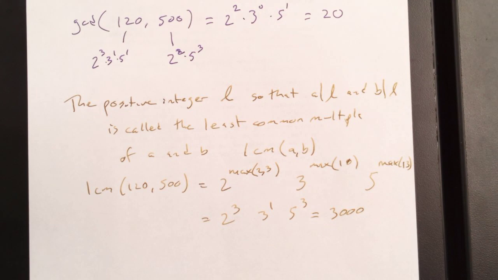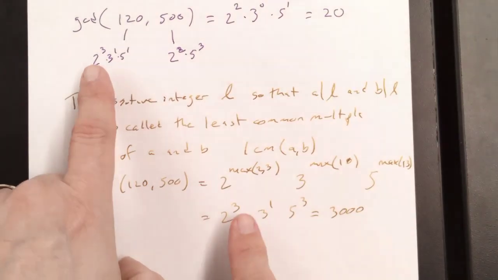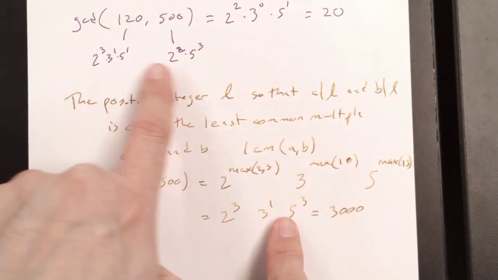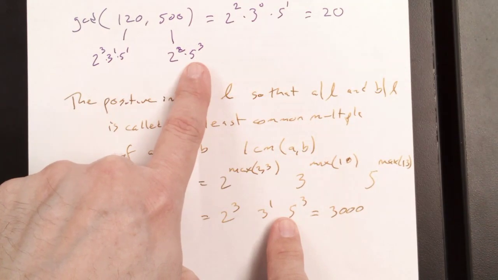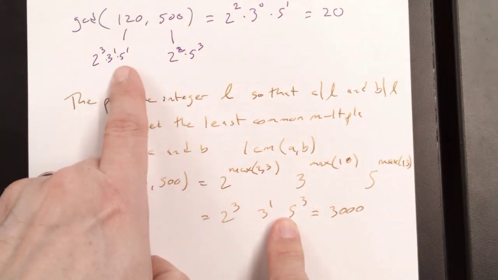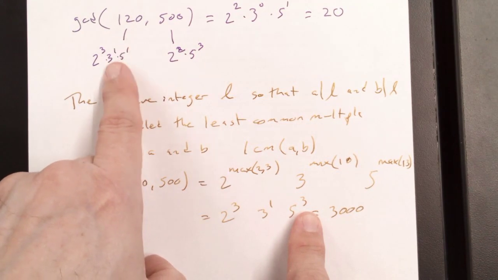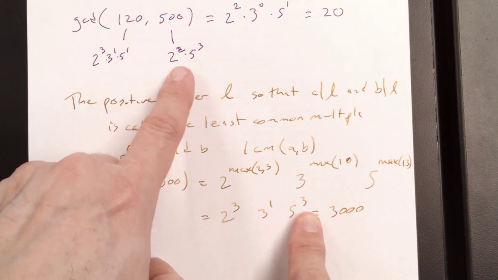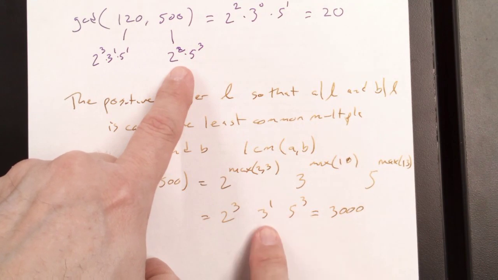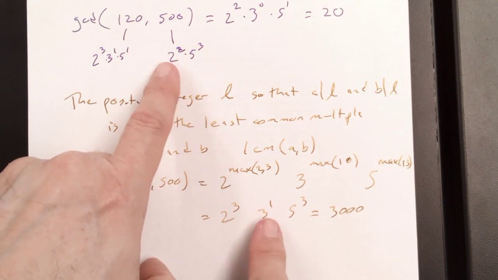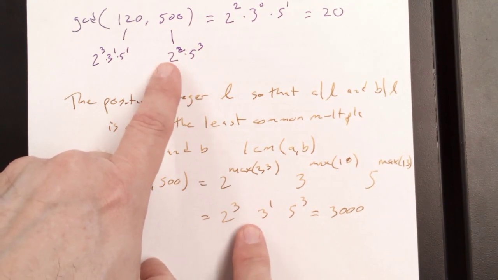Notice which primes did get extra. I needed 2 more 5s here, right? 2 cubed, 3 to the 1, 5 to the 1. I needed 2 more 5s. That's why when I divide by 120, I got 25. I needed 1 more 3. 3,000 divided by 500 was 6. Need 1 more 2 and 1 more 3. There's my 6.